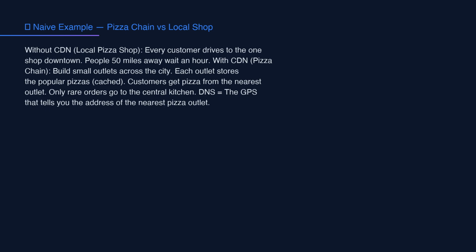Now imagine a pizza chain. Small outlets across the city, each stocking the most popular pizzas. Customers get their pizza from the nearest outlet in minutes. Only rare custom orders go back to the central kitchen. That's exactly what a CDN does. And DNS? It's the GPS that tells you the address of the nearest outlet.